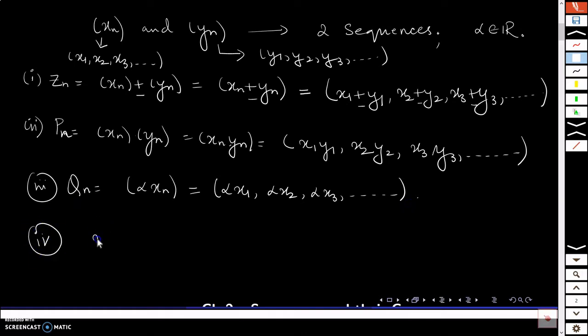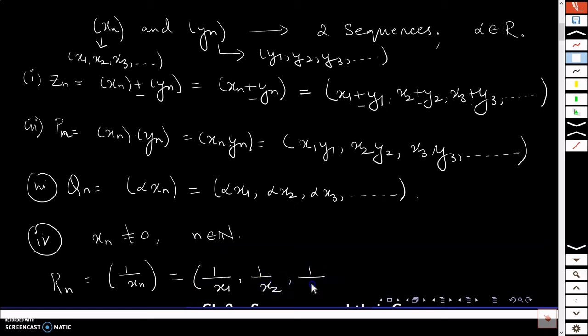One more thing that I can do is, if I know that all the terms xn are non-zero, where n is a natural number, then I can talk about the sequence 1 by xn. I can call it, let's say, rn, and this sequence will have reciprocals of all the terms of the sequence xn. You can talk about this sequence only if each and every term of the sequence xn is non-zero, because the reciprocal should be well defined. And this is 1 by x1, 1 by x2, 1 by x3, and so on.